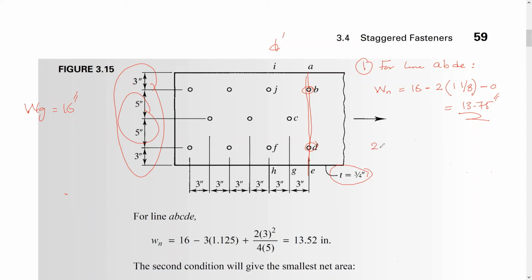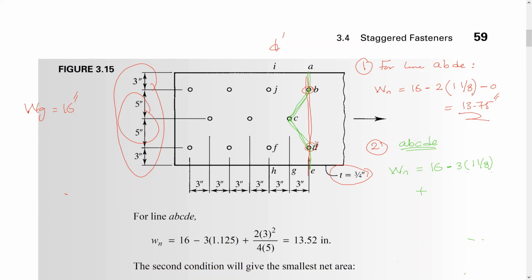Path number 2, let me pick a different color here. Take A, B, C, D, E. So how do we solve this path? For line A, B, C, D, E, the net width equals 16, the gross width, minus the number of holes, 1, 2, 3, 3 holes times the diameter, plus the inclined lines. How many inclined lines do we have? We have 1 here, 1 here.